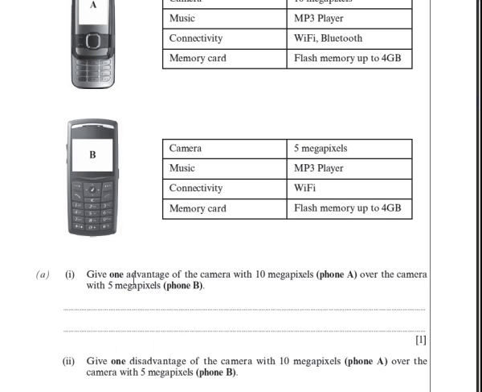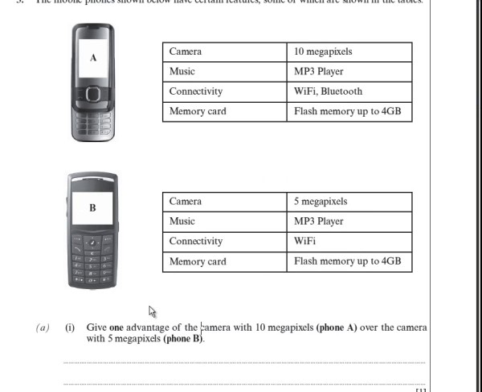Question A1. Give one advantage of the camera with 10 megapixels, phone A, over the camera with 5 megapixels, phone B. The fact that they've mentioned the megapixels in the question, I would be inclined to make sure that my answer focuses on the difference that this is going to make to the phones.